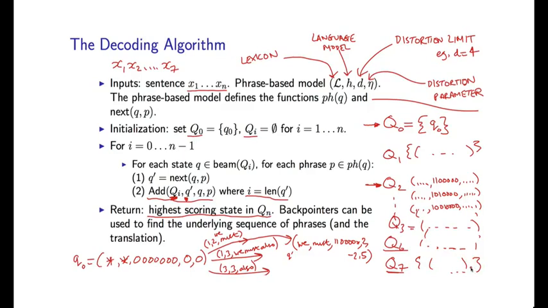In a very similar way to dynamic programming, back pointers can actually be used to trace back the steps in constructing that particular translation, and we thereby get the final translation.